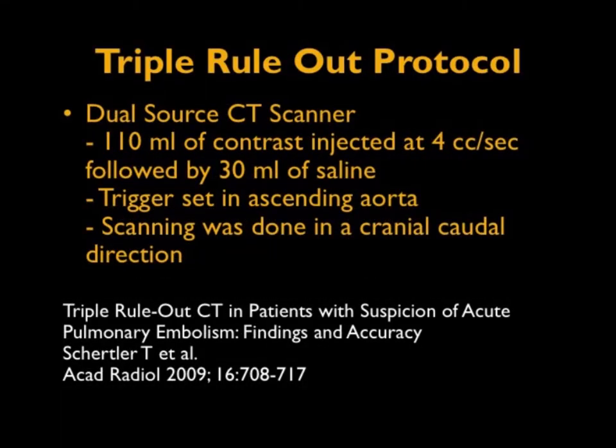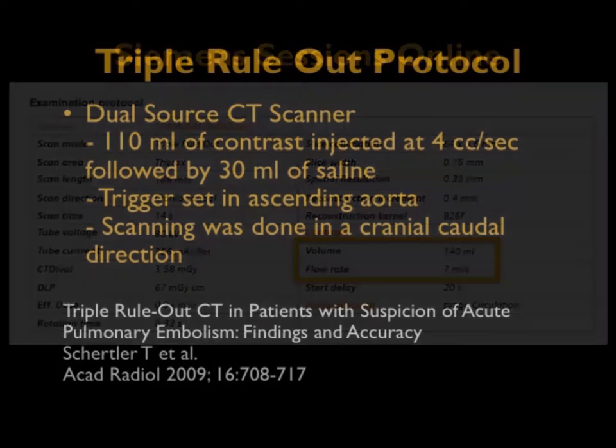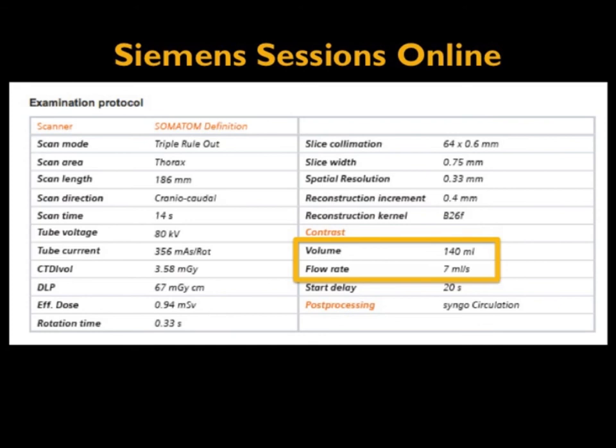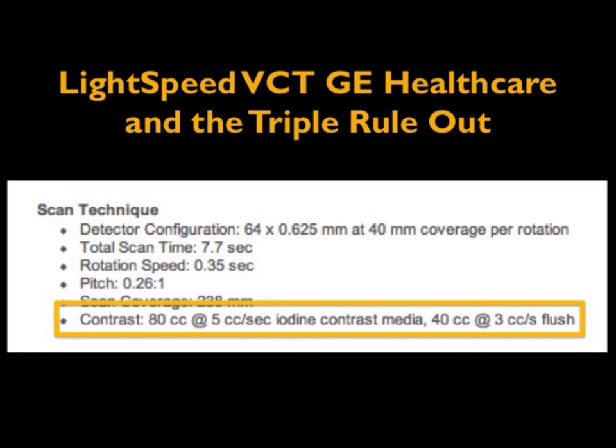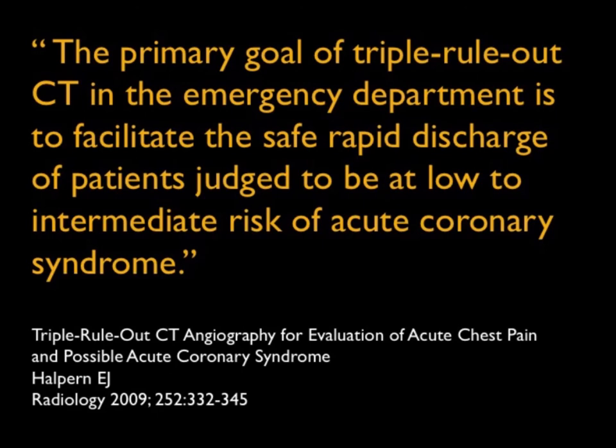So I think one of the things to recognize, you really have to modify the protocol to your scanner. Here's from the Siemens sessions online on the definition scanner, talking about volume and flow rate, which are both pretty high. Or here it is from the GE website, talking about how they did the study and how they would split the bolus. Then with this light speed, talking again about volumes and injection rates. So it's very important to really be able to modify the protocol specifically for your scanner. So going back, let's circle around.